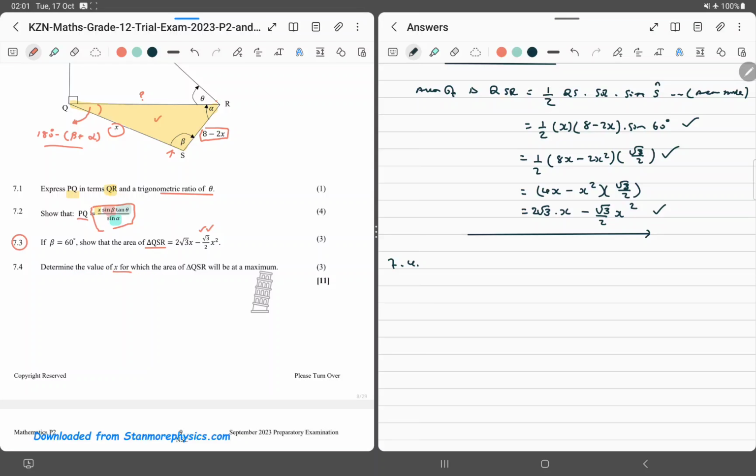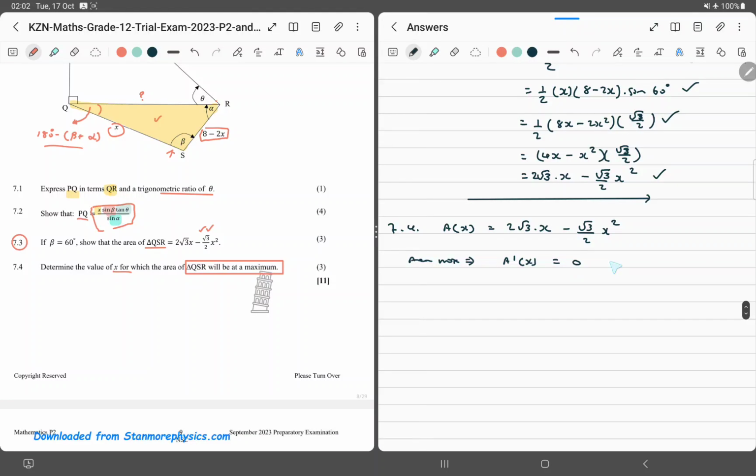Now, determine the value of x for which triangle QSR is a maximum. Can you see? Calculus, calculus. So what do we know? We know that the area of triangle, in fact, let's use area in terms of x. Actually the area in terms of x of that triangle is 2 root 3 times x minus root 3 over 2 times x squared. Okay, now for area maximum, it implies that the derivative, A prime, must be equal to 0.